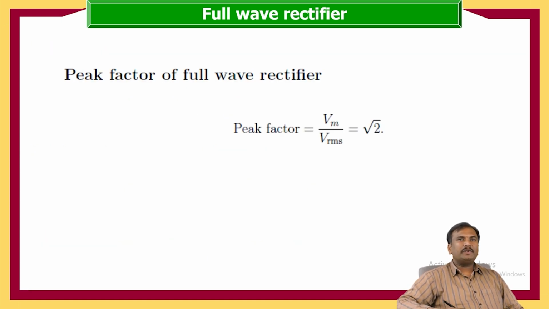And the next one is peak factor. Peak factor of full wave rectifier is equal to the peak value by RMS value, which is Vm by Vm by root 2, which is equal to root 2.